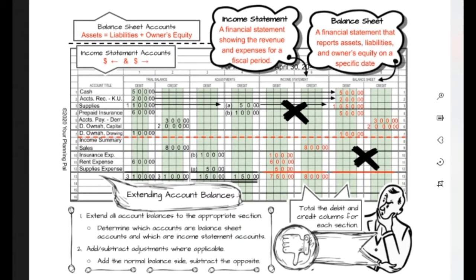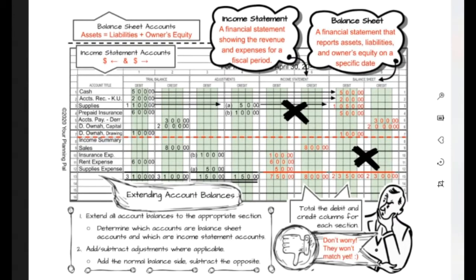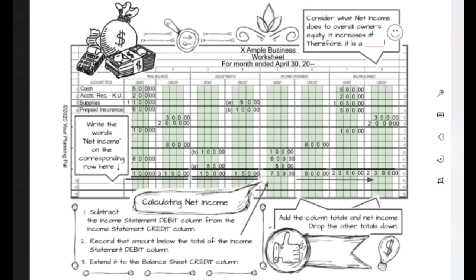It's 800. And sometimes students stress out when these don't match, but it's okay because they're not gonna match yet. So then add up the debit in the balance sheet column, and you get 2,350. Add up the credits, you get 2,300. And again, don't worry because they're not going to match yet. Okay, page 6. This is the end of our example worksheet here.